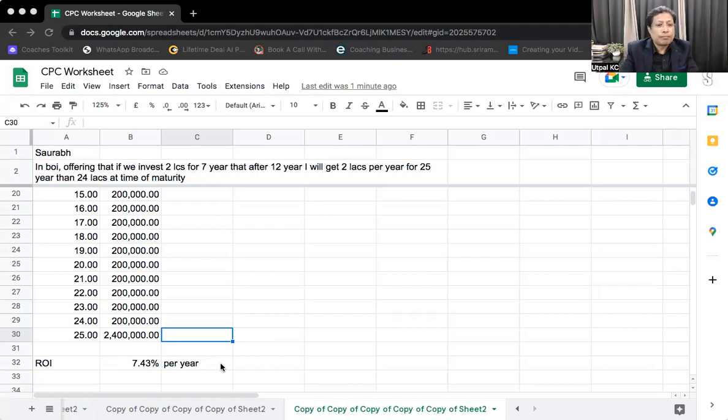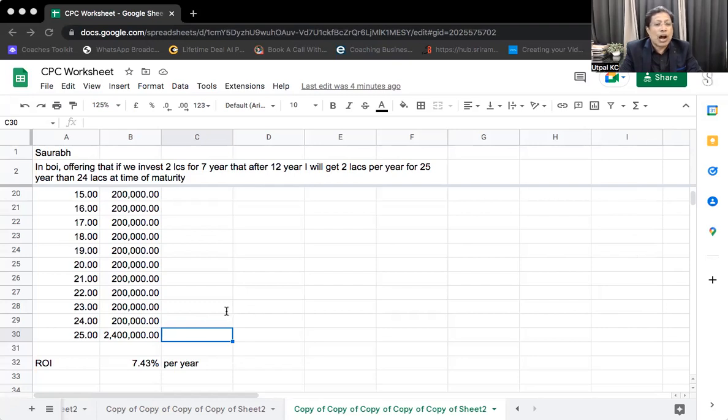Understood? How to get a pension of 5,000 per month if my age is 45 years? You see, Lokesh, are you there with me? Lokesh, are you there with me? Mr. Lokesh, are you there with me?